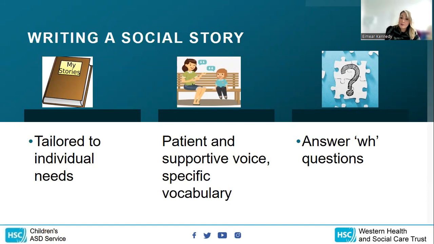Criteria 5 then is a patient and supportive voice and use of specific vocabulary. A social story uses a patient and supportive voice and vocabulary that is defined by 5 factors. 1, use of first or third person perspective. So that could be I like or Sam likes. The second is the use of past, present, and or future tense.